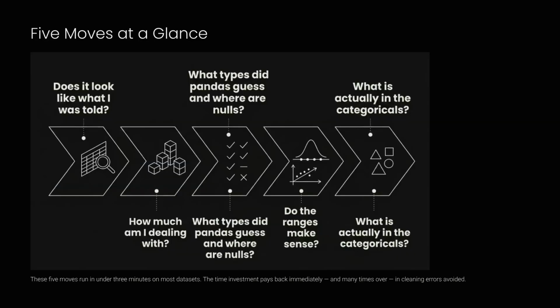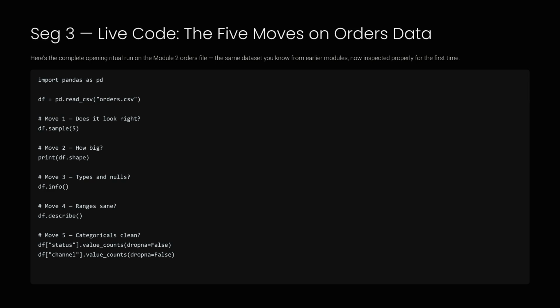Here is our 5-move summary. These steps are quick, usually taking under 3 minutes. But they save countless hours of troubleshooting by catching errors early in your workflow. This code block shows how to run the full ritual on a dataset. By automating these checks, you get a clean diagnostic start to your analysis for every new project.